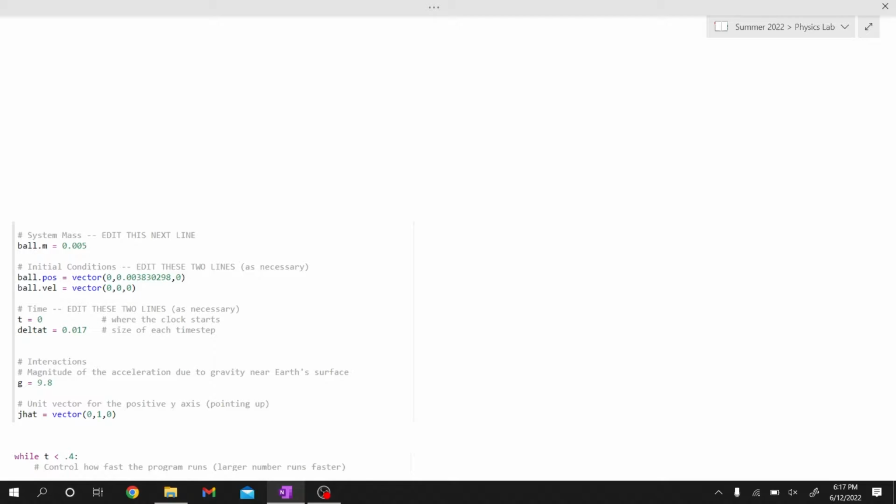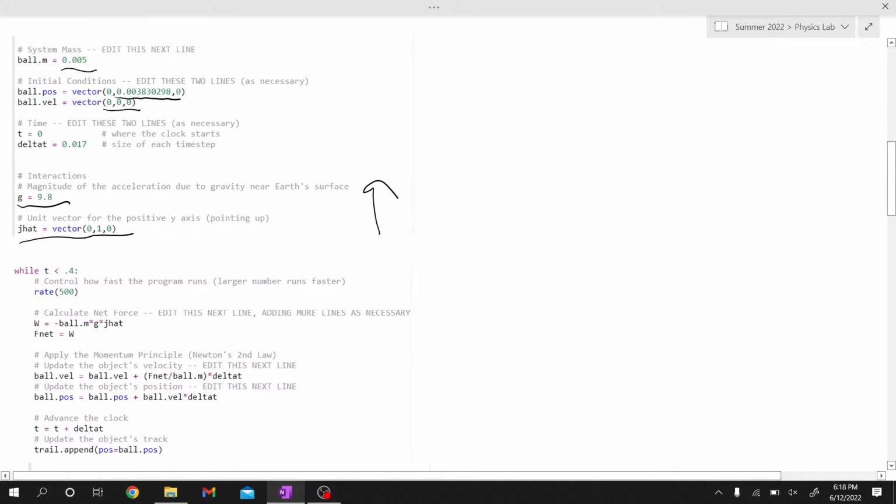However, both have the same initial setup for the code. We start with a mass of 5 grams, an initial position vector based off of the data in our tracker at approximately 0.003 meters, and an initial velocity of 0 in all of the axes. Our time starts at 0, and our delta t is 0.017 because of the time step of our frame rate. We will be using 9.8 meters per second squared for gravity, and we have a j-hat vector that shows that y is pointing in the up direction. Positive y is in the up direction.